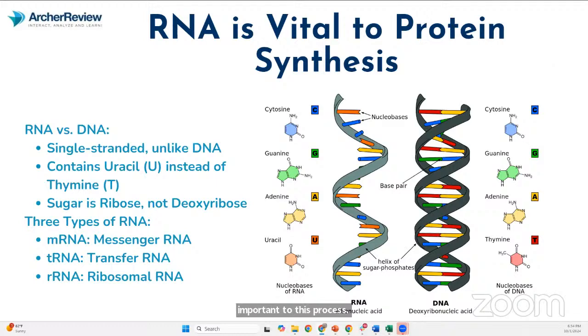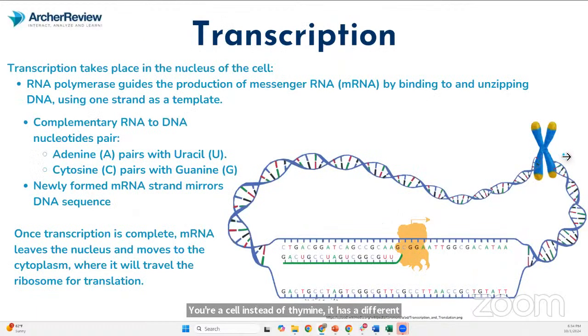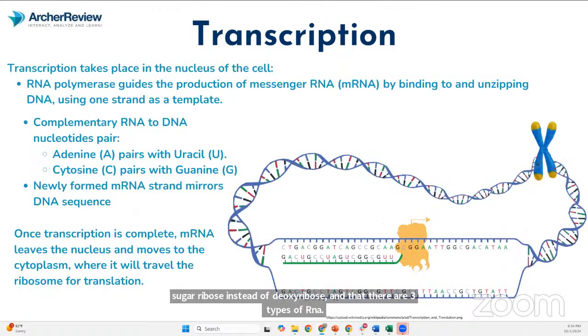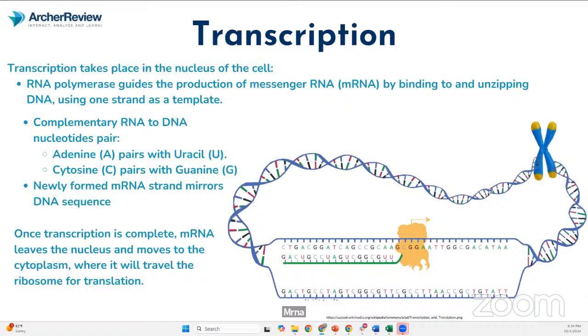So remember that RNA is the single-stranded version that looks very much like DNA. It has that different base, uracil instead of thymine. It has a different sugar, ribose instead of deoxyribose, and that there are 3 types of RNA: mRNA, tRNA, and rRNA. And those are all very important in protein synthesis.